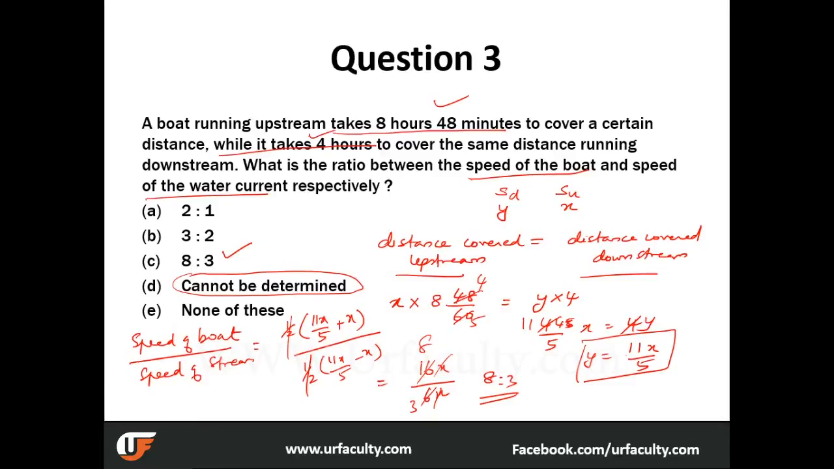It can be solved provided we try to equate the distances with the given values that we have. So what do we do? We know that the distance is anyway the same because the boat is covering the same distance upstream and downstream. We are given a time for both upstream and downstream. So we equated both the distances: x into the time equal to y into the time, upstream and downstream. And we finally got y is equal to 11x by 5. Using this value, we substituted it in the ratio of speed of the boat by speed of the stream, and we finally got the answer as 8:3.